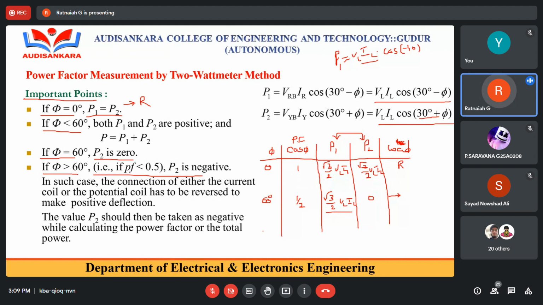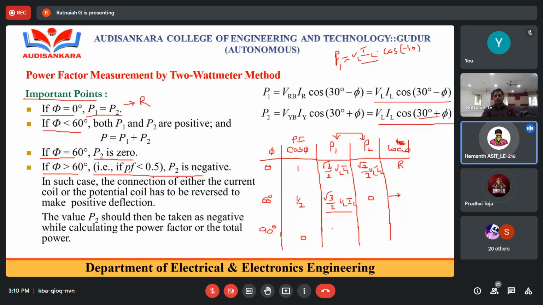Now, when I take phi equal to 90 degrees, what is the power factor? Cos 90 is 0. Then what about the P1 and P2 readings? P1 is 1 by 2 VL IL.